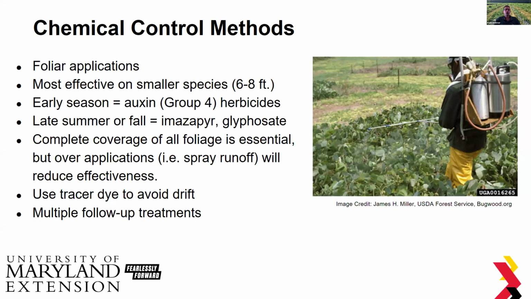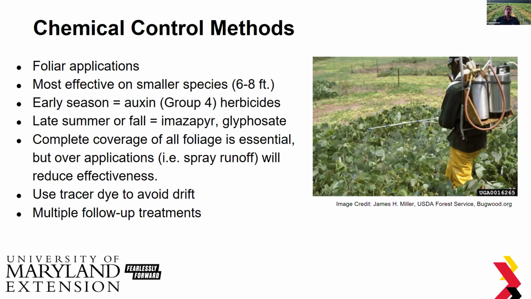However, with late summer or early fall applications, we only think about using herbicides like imazapyr (Habitat) or glyphosate-based products, because we really want to be able to translocate that herbicide down into the plant where it's more likely to control those perennial structures or help control those perennial structures.